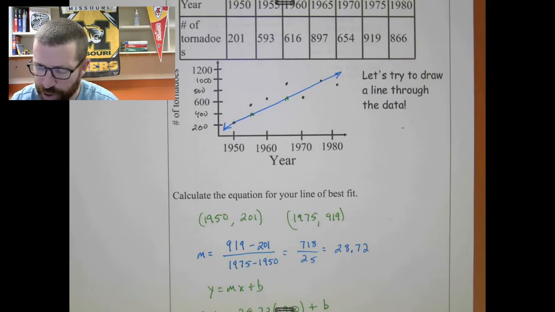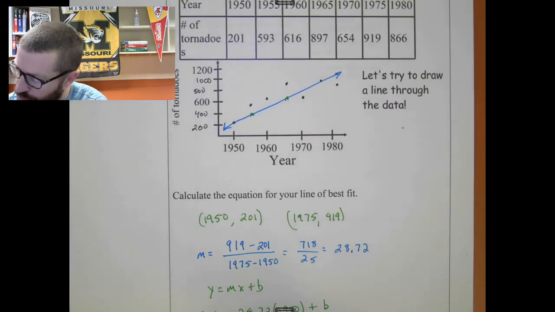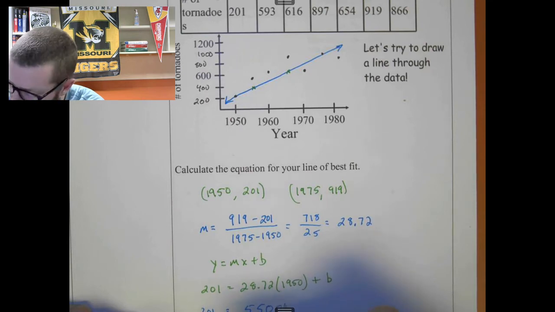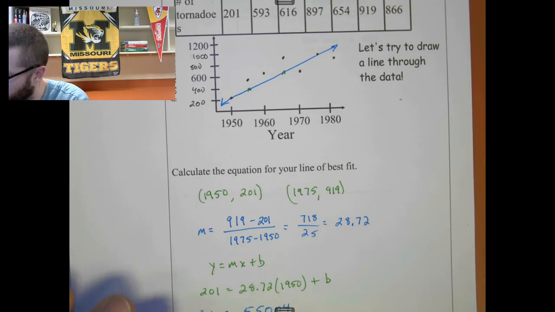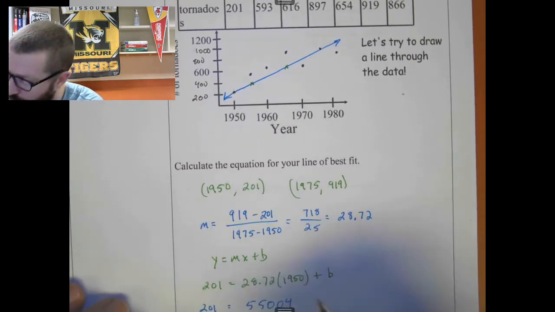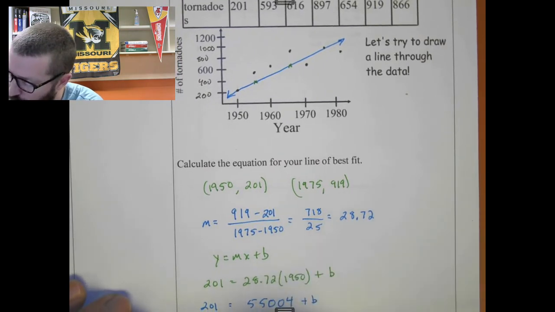So when you multiply these 2 values, you get 201 is equal to 56,004. And this makes me feel like I messed up somewhere. Oh, hold on. Yeah, never mind. This looks good. So then subtract this over.